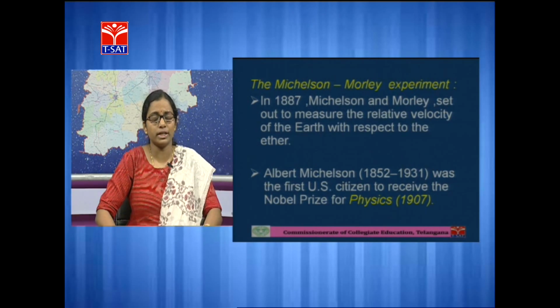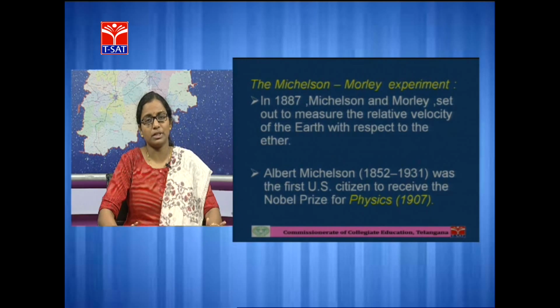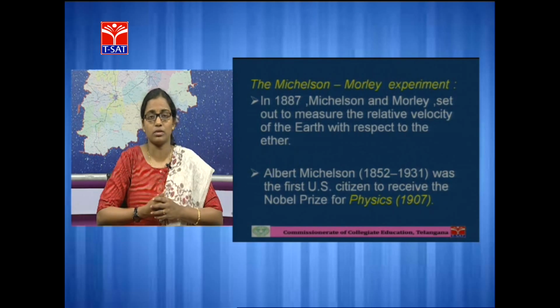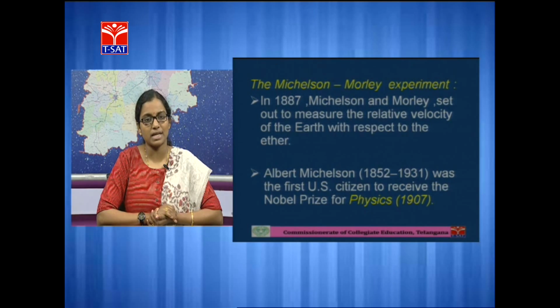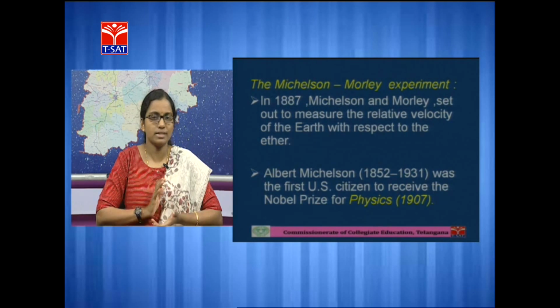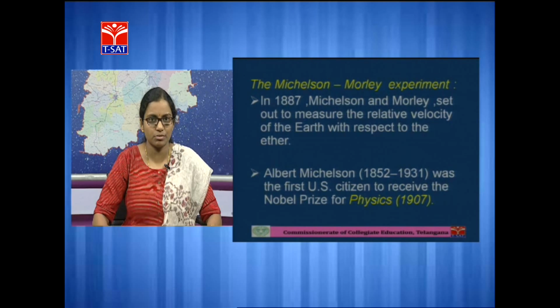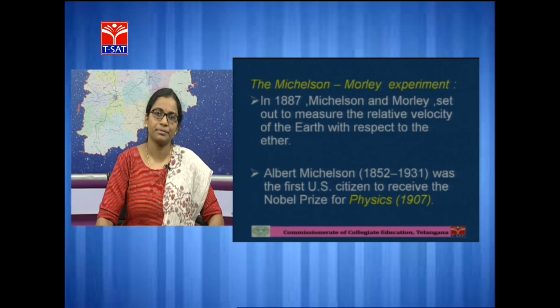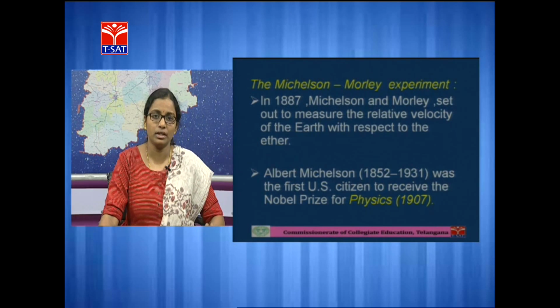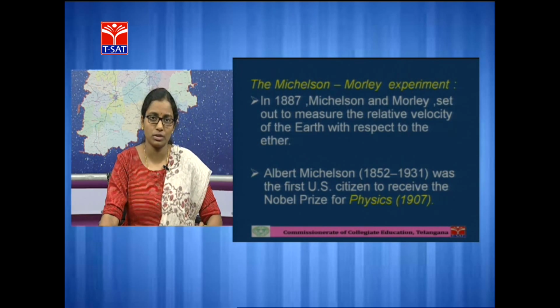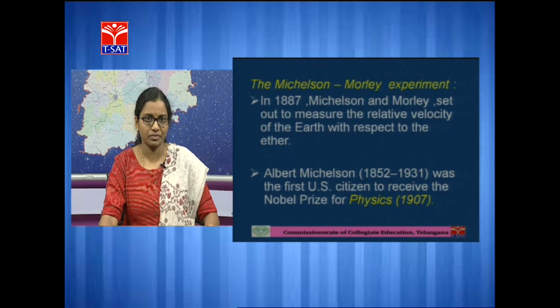Michelson and Morley conducted an experiment in order to determine the absolute velocity of earth with respect to the frame of reference named the ether. The ether is absolutely an assumption made by Michelson and Morley to conduct this experiment. So when did they do this experiment? In 1887, Michelson and Morley set out to measure the relative velocity of the earth with respect to the ether.